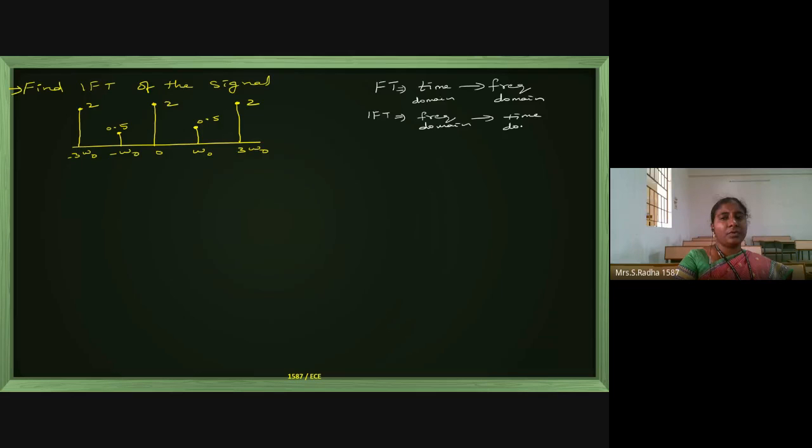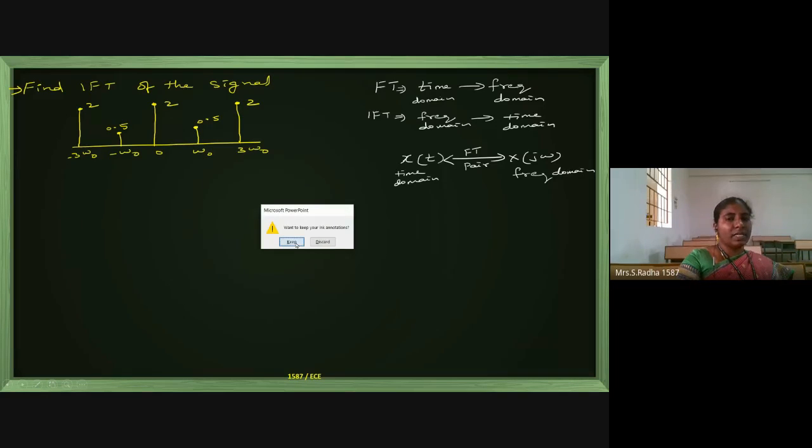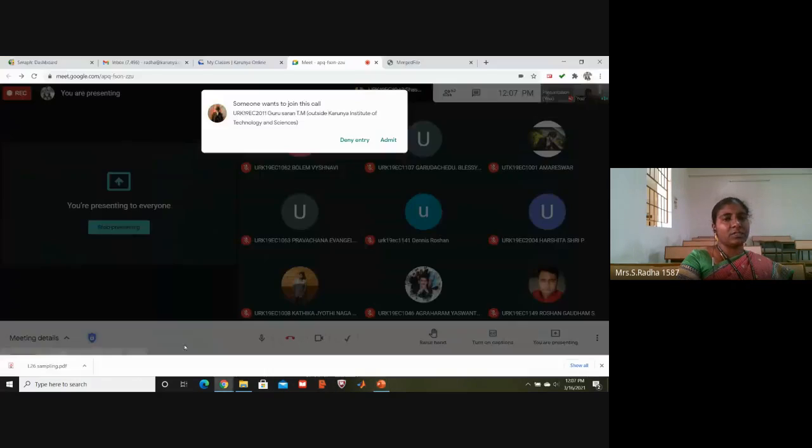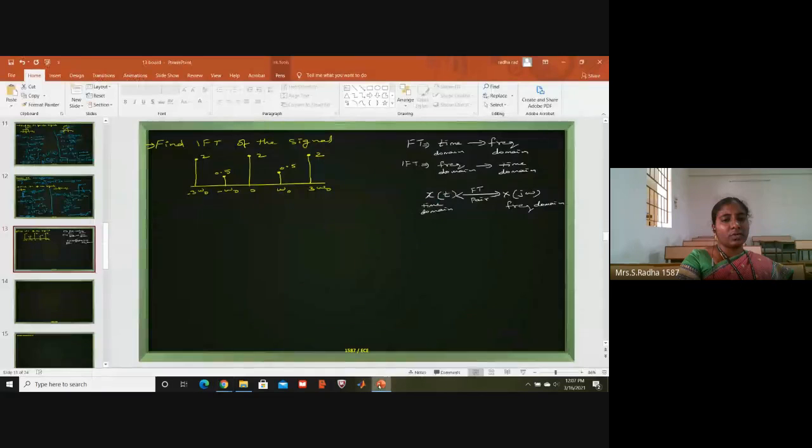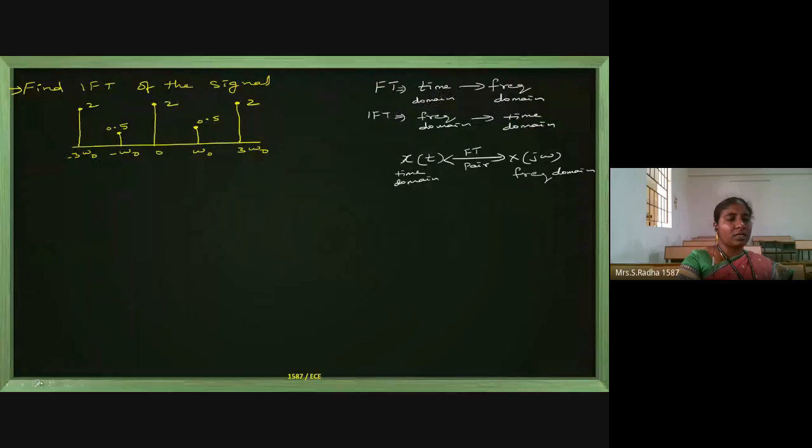Okay. And we know that if x of t is there, we put a double-sided arrow and x of j omega. This omega is nothing but frequency domain. t is nothing but time domain. On top of this double-sided arrow, we write Fourier transform pair. Time domain x of t means frequency domain x of j omega. Frequency domain x of j omega means time domain x of t. So forward direction it is Fourier transform, reverse direction it is inverse Fourier transform.